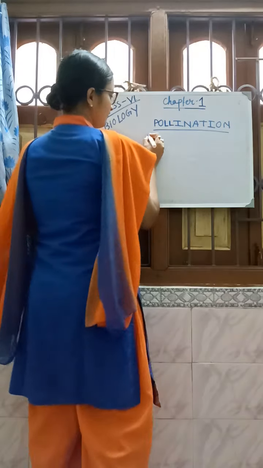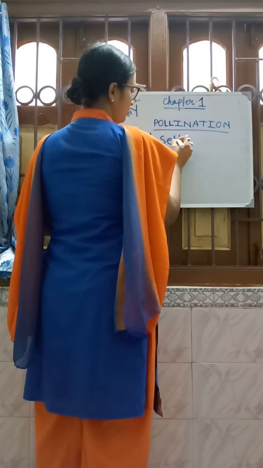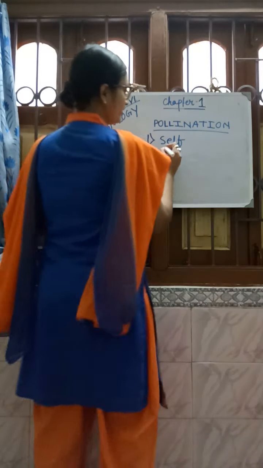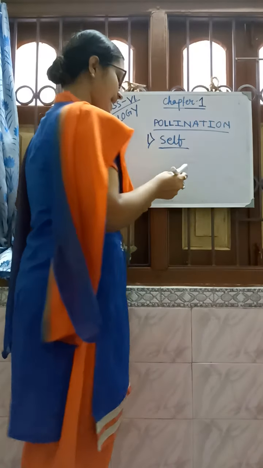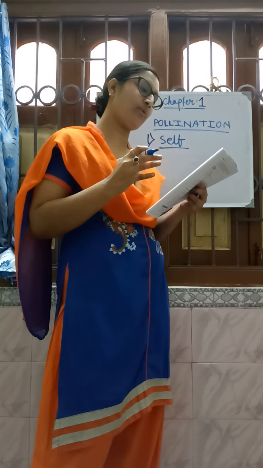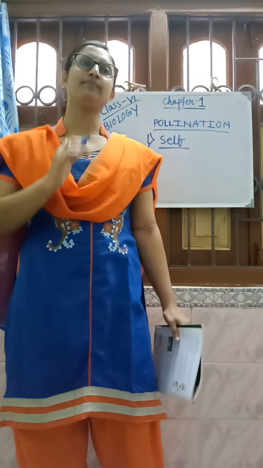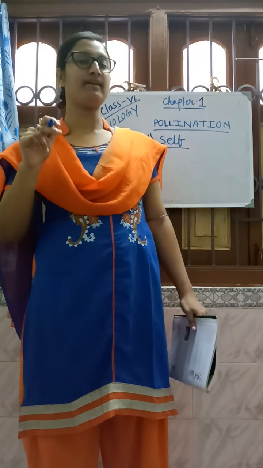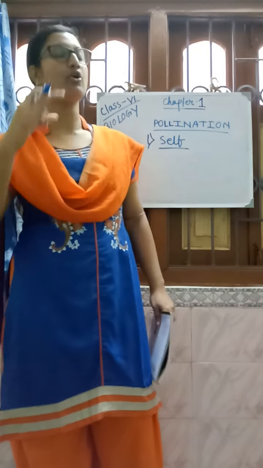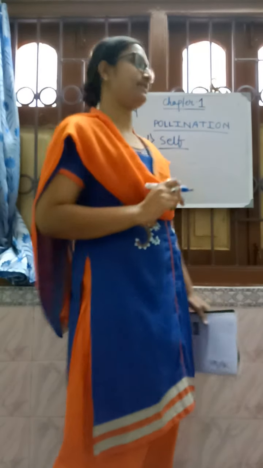Pollination has two types: self pollination and cross pollination. What is self pollination? Self pollination is when the pollination occurs within the same flower or another flower of the same plant. Mind it, it must be the same plant. This type of pollination is called self pollination.